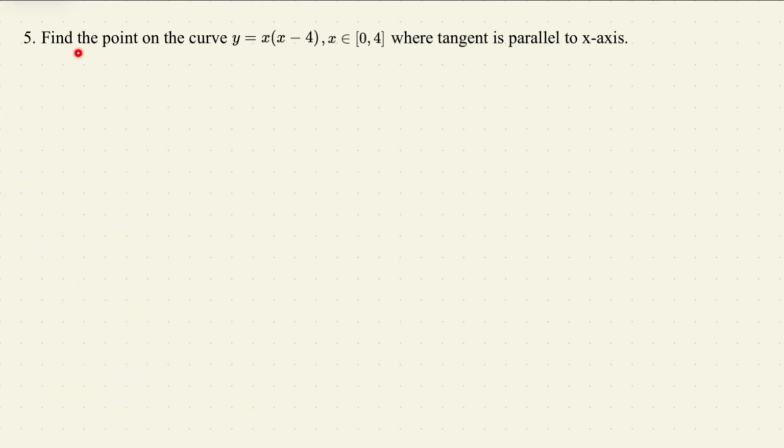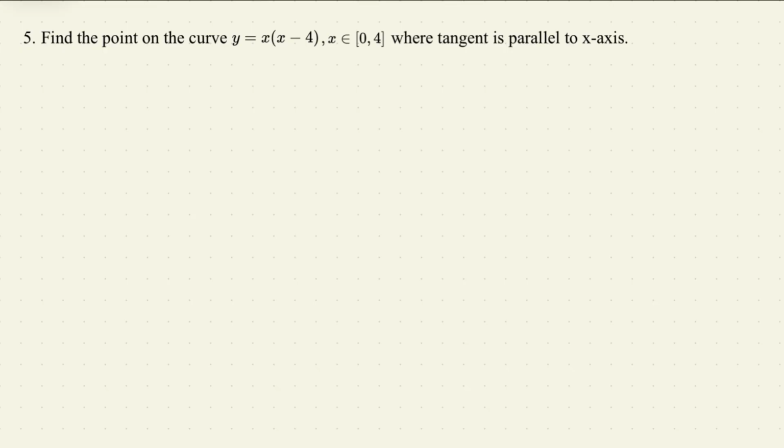Question 5. Find the point on the curve y equals x times x minus 4, where x belongs to the closed interval 0, 4, where the tangent will be parallel to the x-axis. Now here we have to note that this question is the application of Rolle's theorem, because as we discussed Rolle's theorem earlier, we said that there will be a point between a comma b at which the slope of the tangent will be 0. That means the tangent will be parallel to the x-axis.